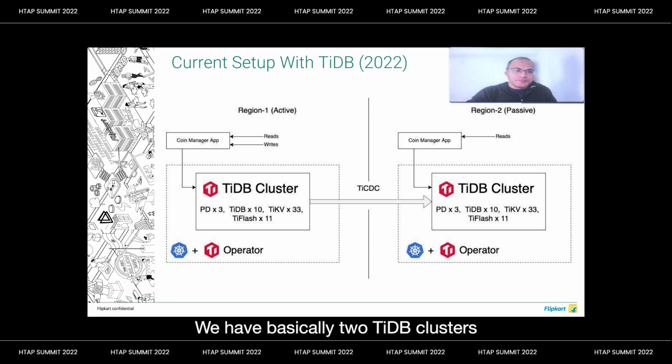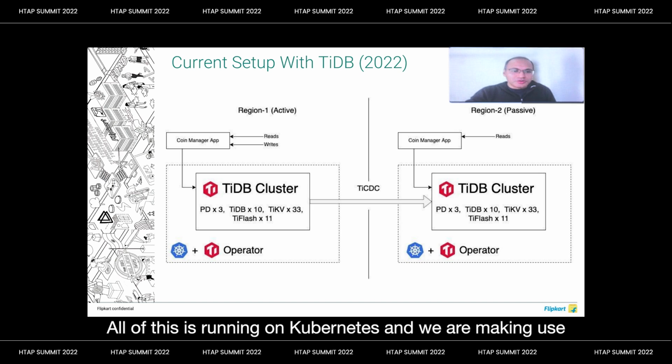We have basically 2 TiDB clusters, one on the active side and one on the passive side. You can see the configuration of that TiDB cluster: 3 PD nodes, 10 TiDB nodes, about 33 TiKV nodes, and 11 TiFlash nodes, identical on the passive side. And these clusters are now not running on individual VMs. They are hosted in a Kubernetes cluster. So all of this is running on Kubernetes, and we are making use of the TiDB operator on Kubernetes.